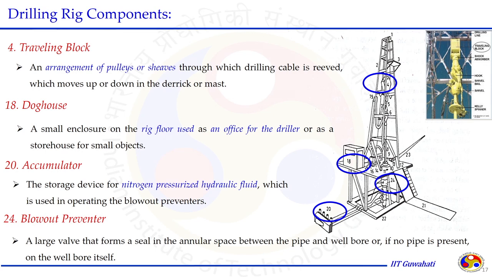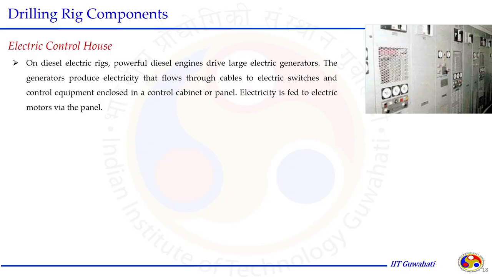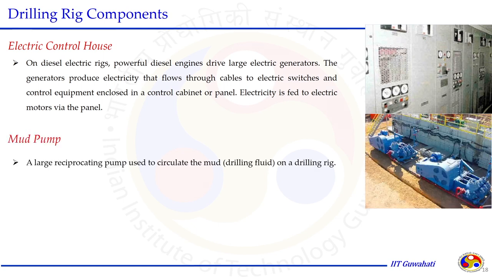So what is this blowout preventer? A large valve that forms a seal in the annular space between the pipe and well bore, or if no pipe is there, just at the top of the well bore itself, placed for preventing the blowout. Electric house control system is also part of the rig system. Mud pumps, very heavy duty circulating pumps, are used to circulate the mud.